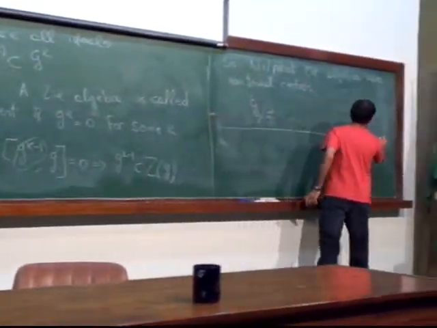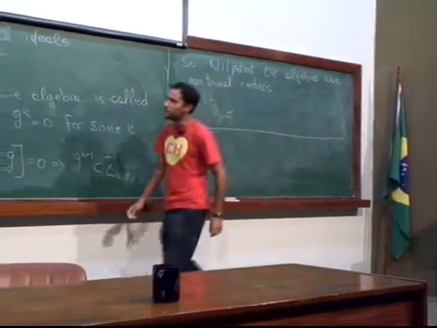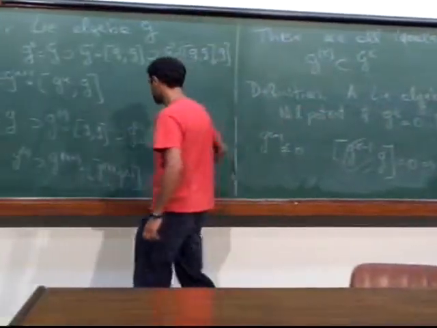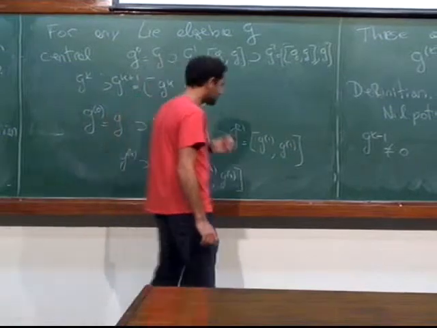Now, algebras such that this sequence stops are called solvable.